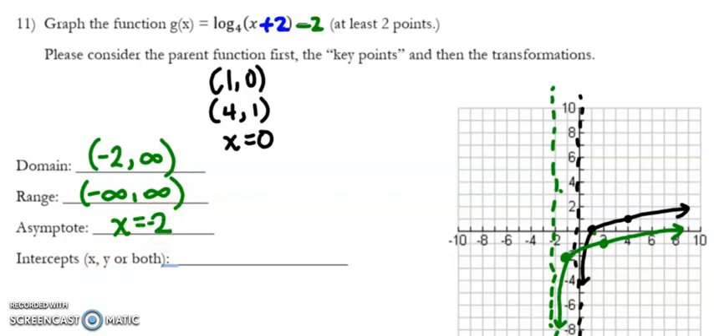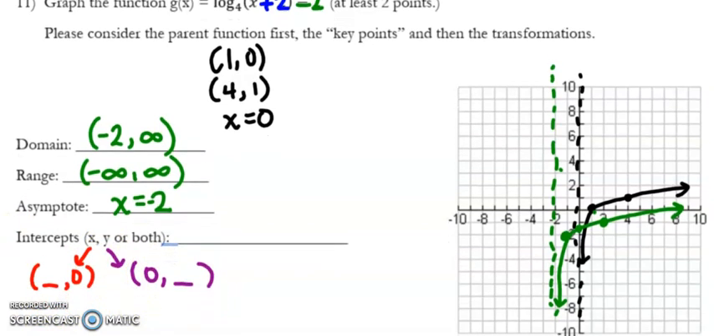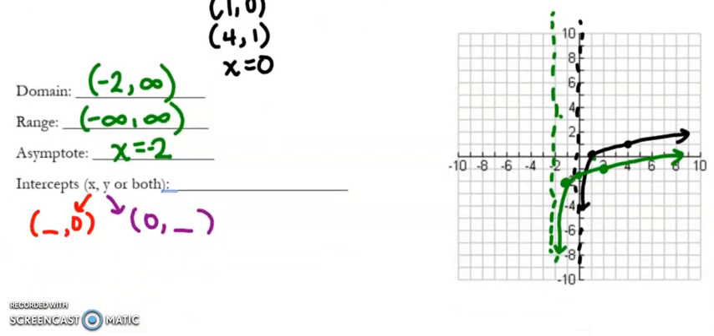Intercepts. Well, looking at this, I definitely cross the y-axis, and I definitely will cross the x-axis at some point. So again, to find an x-intercept, you set y to 0. To find a y-intercept, you set x to 0. I'm going to do the x-intercept first. So 0 equals log base 4 of x plus 2, minus 2. I'm going to add 2 to the other side.